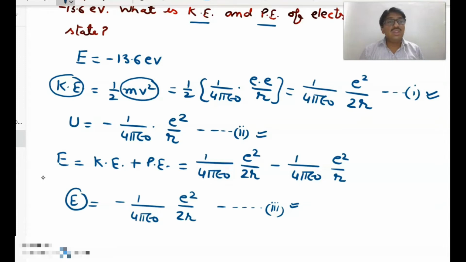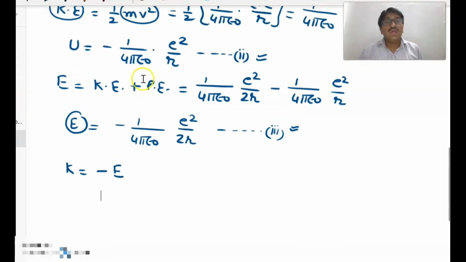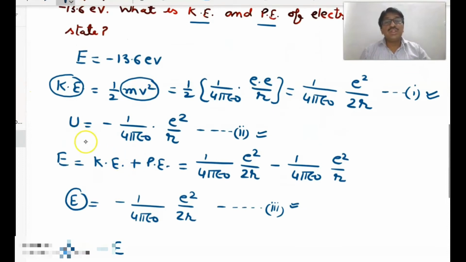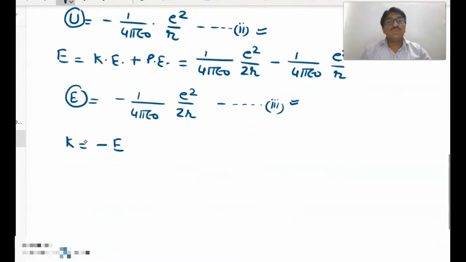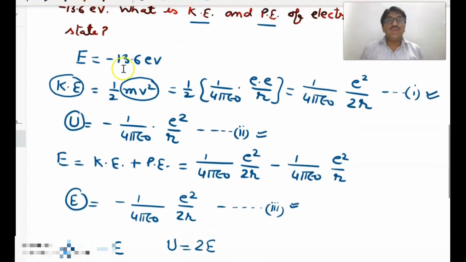Kinetic energy K should be equal to minus of total energy. And the potential energy U is equal to minus 1 upon 4πε₀ e² upon 2r, which is twice the total energy. So potential energy is equal to twice the total energy.